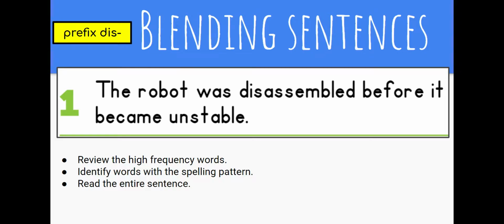Let's read this sentence together. Ready, Kipsters? 1, 2, ready, read. The robot was disassembled before it became unstable. Kipsters, this last word here, we are going to talk about the prefix un tomorrow. Unstable.